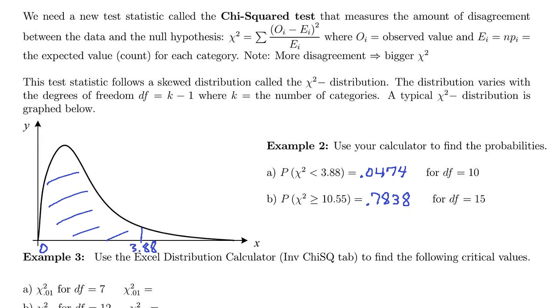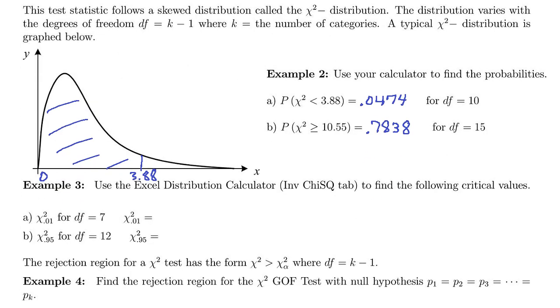Now, lots of times in hypothesis testing, we're given the area and we want to go back and find the value of the test statistic, well, the critical value. You can't do that on your calculator. It does not have an inverse chi-squared distribution. But I did program functions in Excel, the Excel distribution calculator, and it's going to be the inverse chi-squared tab. That is available in Canvas, in the student files folder.